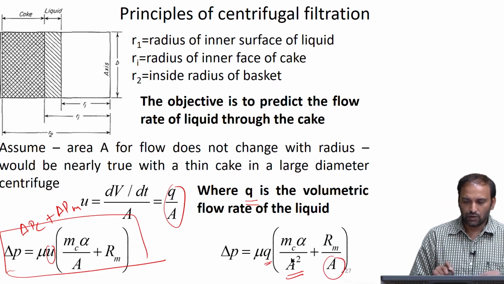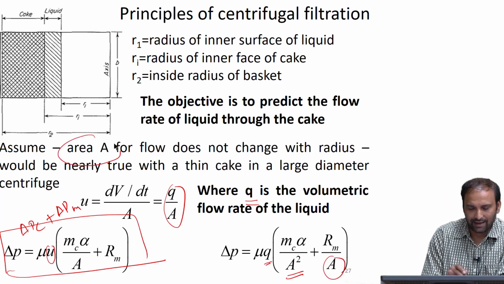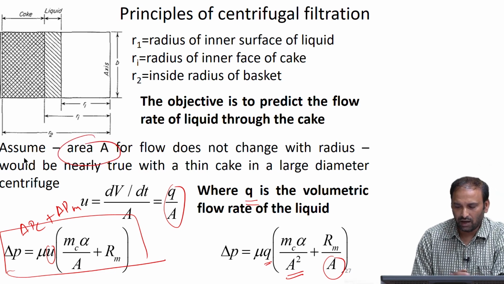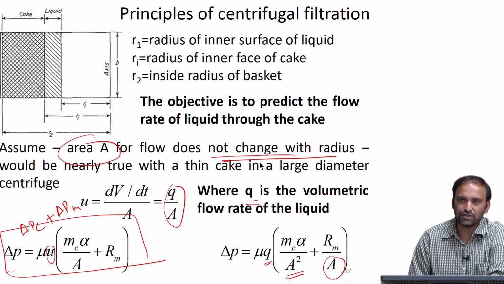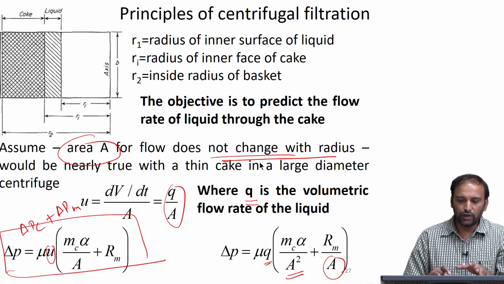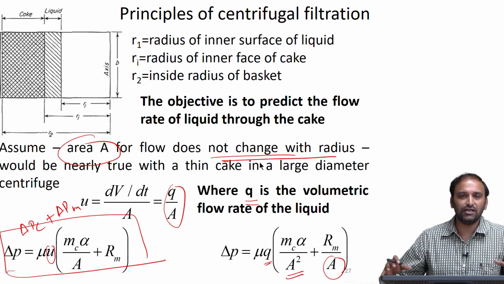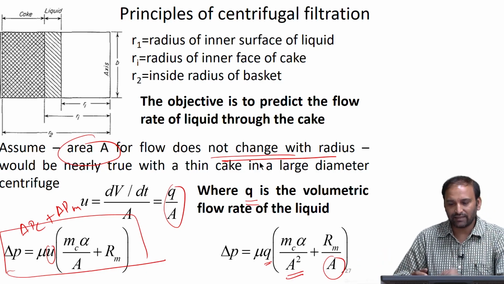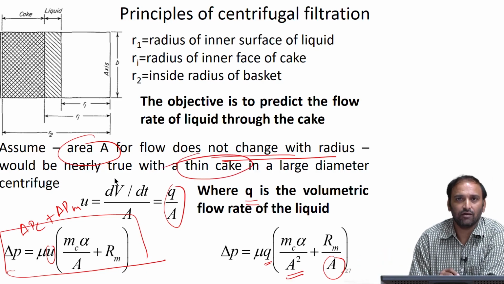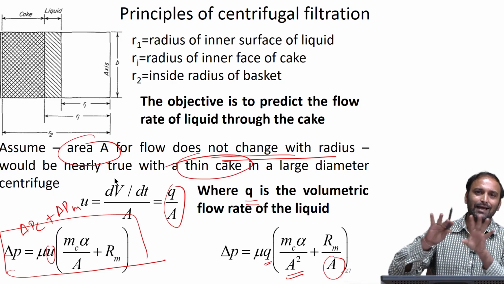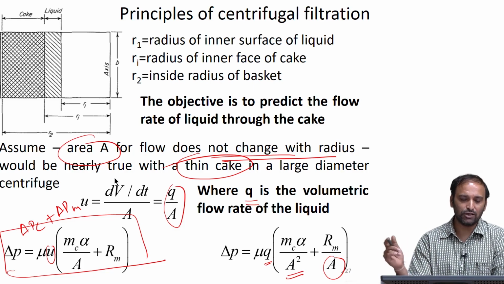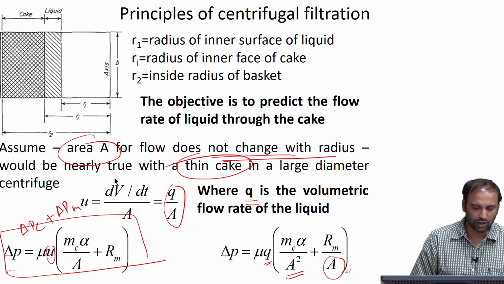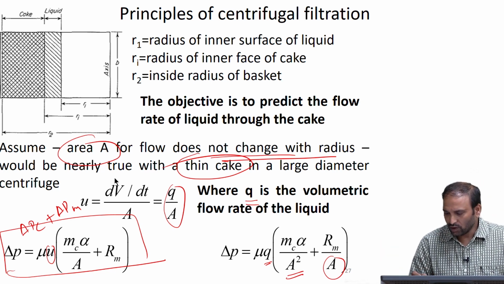And we are going to assume that area A, that is the area available for filtration, does not change with radius. Of course, this is only true if you are really working with a drum that is really large, and whatever filter cake that is formed is very thin. Only in such cases can I assume that the area A is constant during the course of filtration. However, you can of course modify your working equation to suit the need where the area could also be changing. Now, if I want to solve this further, I should know what is delta P.